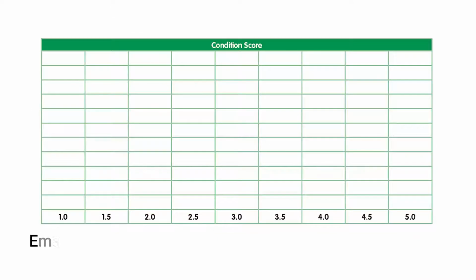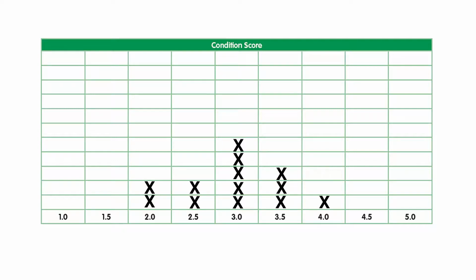Scores can range from 1 being emaciated to 5 being obese. Half scores such as 2.5 or 3.5 can be used. This provides a visual picture of the spread of condition scores across the flock, as well as an average for the group assessed. This information can then be used to assist in management decision-making.